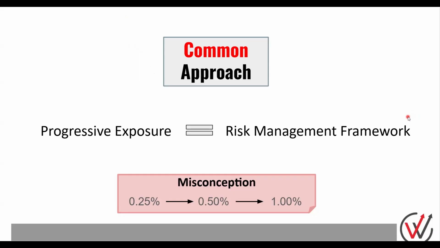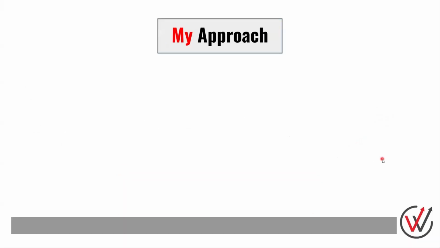So till now we've discussed what is progressive exposure, why we use it, the common mistakes investors make when using progressive exposure, and the common approach, which has a very big misconception, wherein you take one trade, then the next trade, and the next trade. So we have discussed this up till now. So talking about my approach.